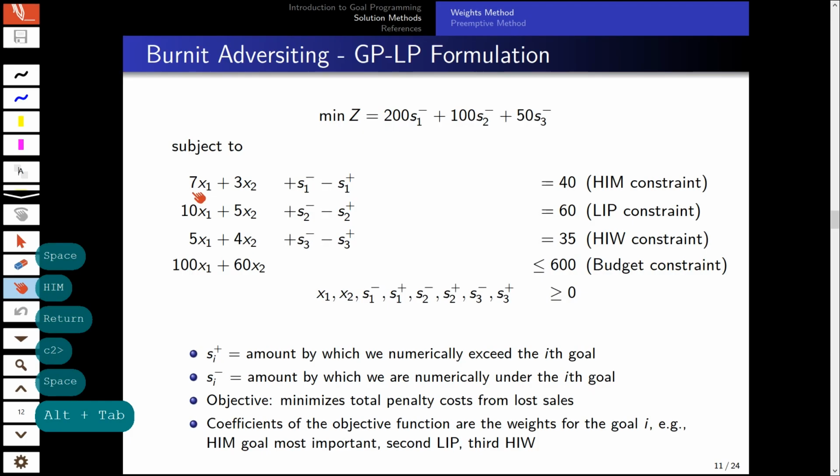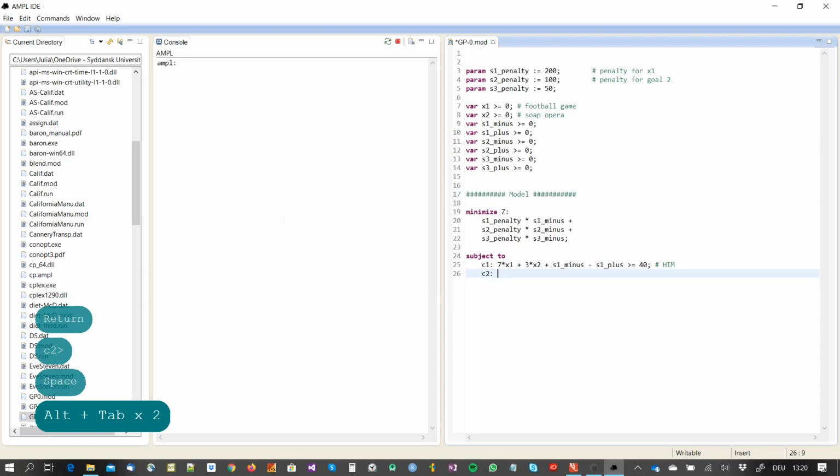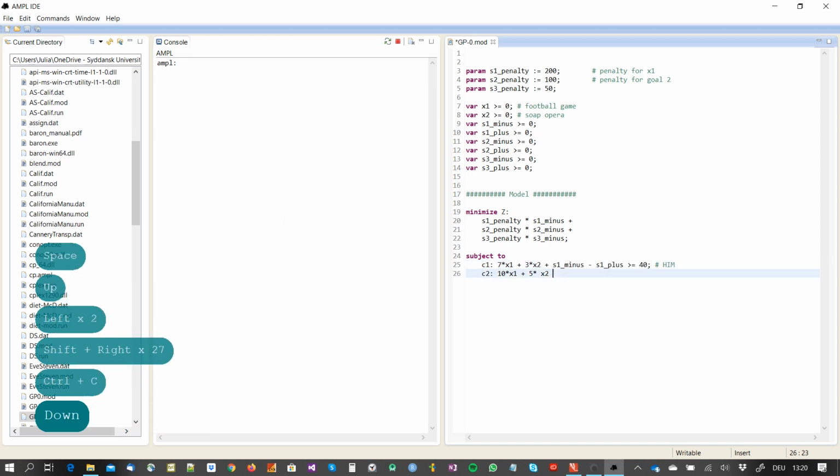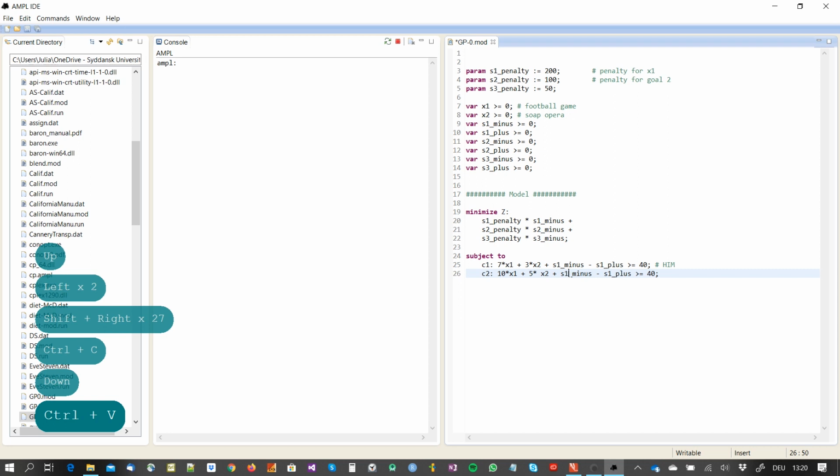Then we have the second constraint. That is now 10x1 plus 5x2, and the derivational variables. So it's 10 multiplied by x1 and 5 multiplied by x2. Now I'm speeding up a bit. So we copy from the other constraint, they are similar, so we spare a little bit of typing. So the derivational variables for the second constraint, and we want to have it larger or equal to 60. That is the goal of reaching low-income people.